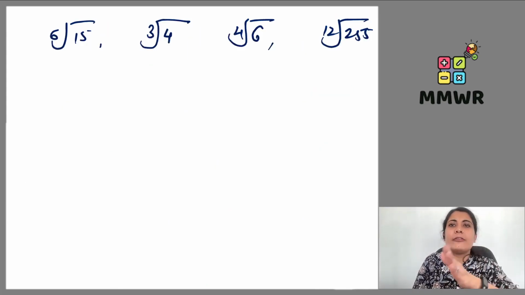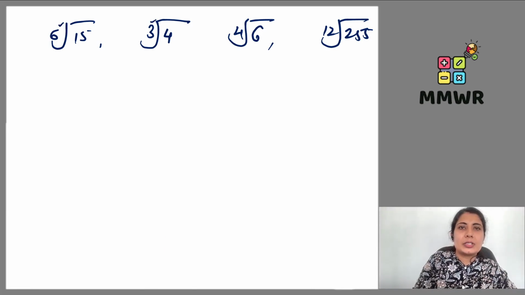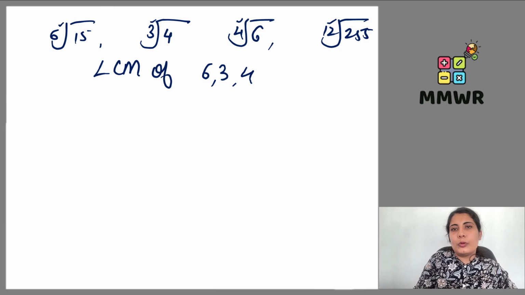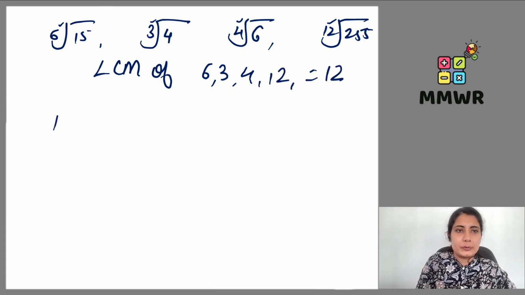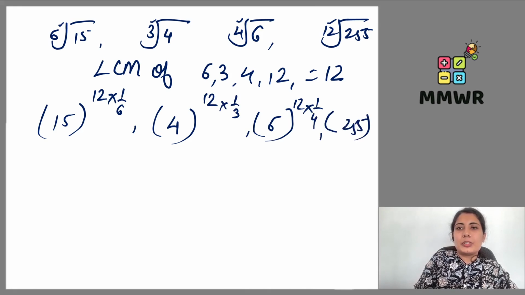क्या करना है? 6, 3, 4, 12. आपको पावर में लिखना भी नहीं है. Look, here you have 6, 3, 4, 12. LCM of 6, 3, 4, 12 is 12. So take power 12. So 15 to the power 12 and the whole power 1 by 6. 4 to the power 12 and power 1 by 3. 6 to the power 12, power 1 by 4. 255 to the power 12, power 1 by 12.